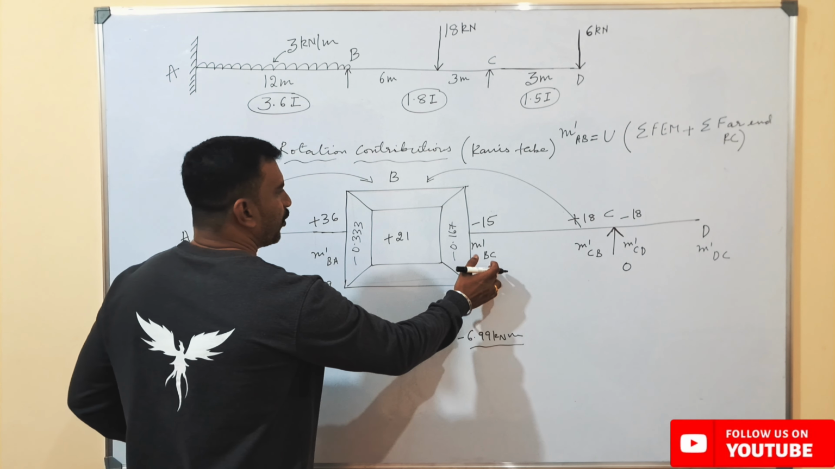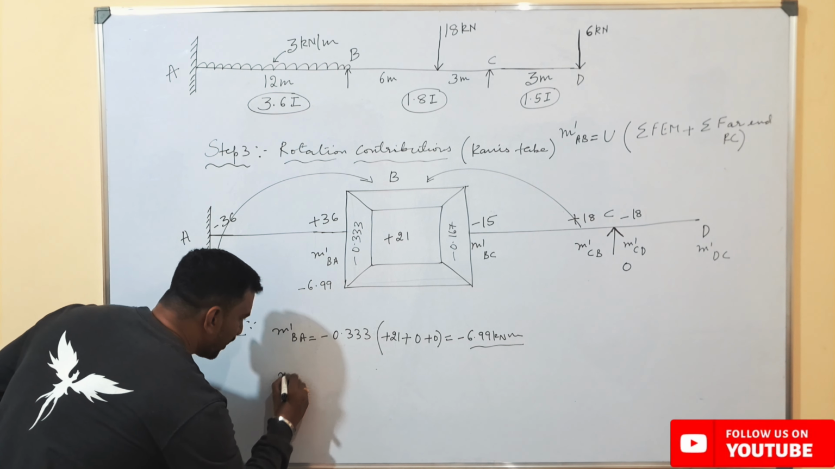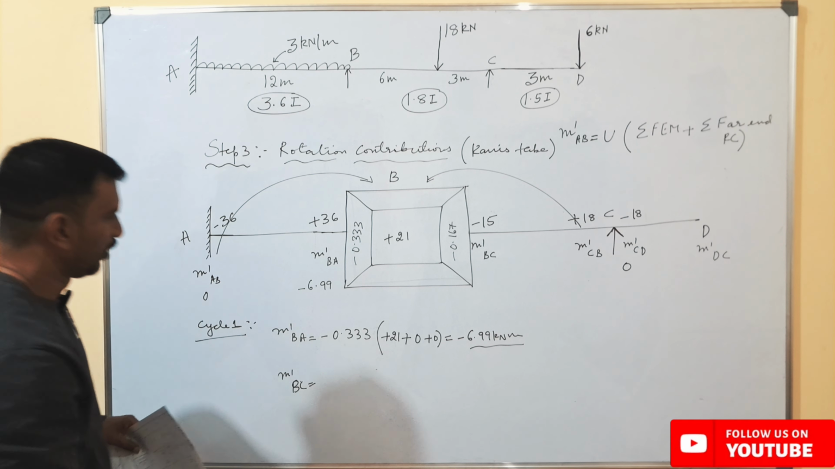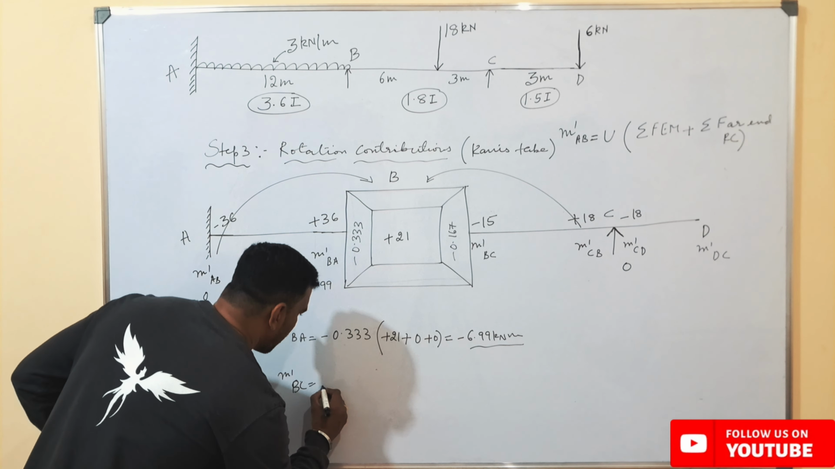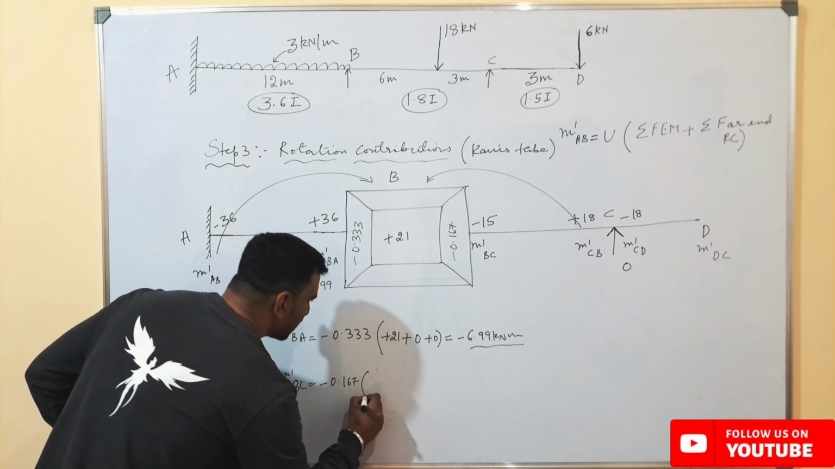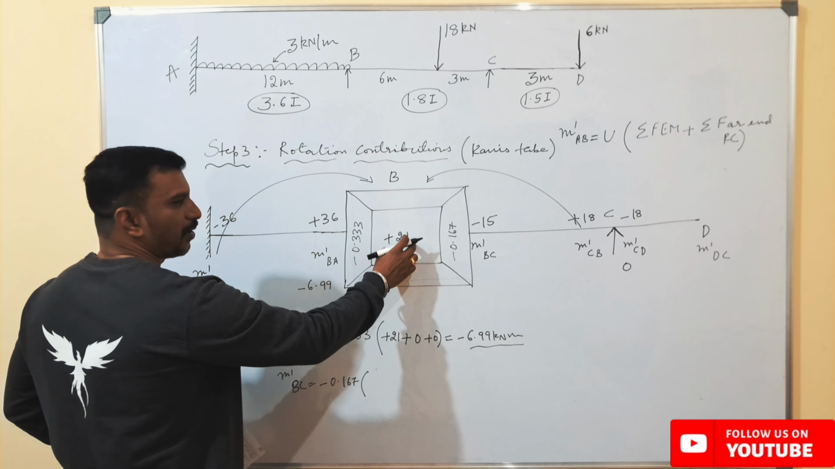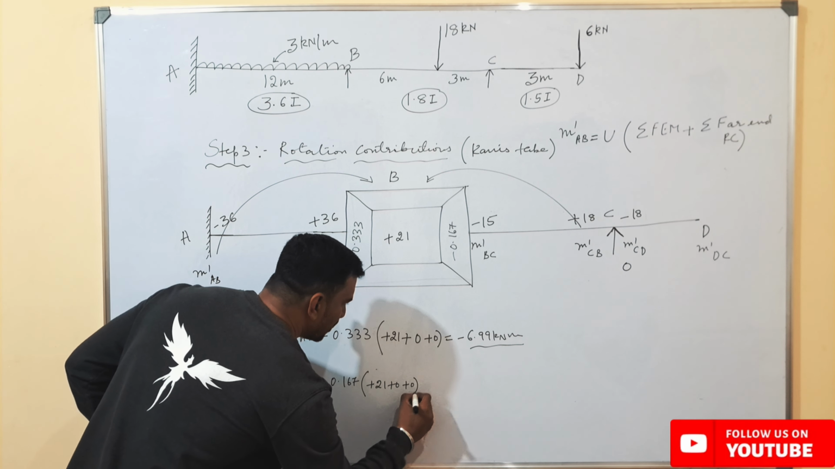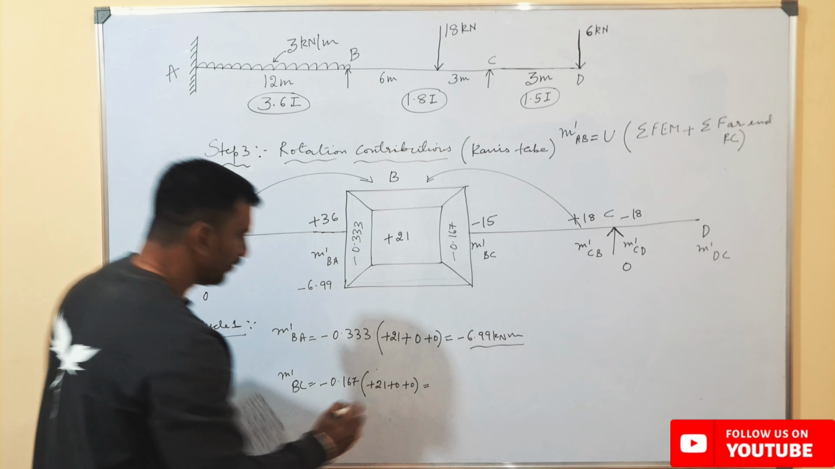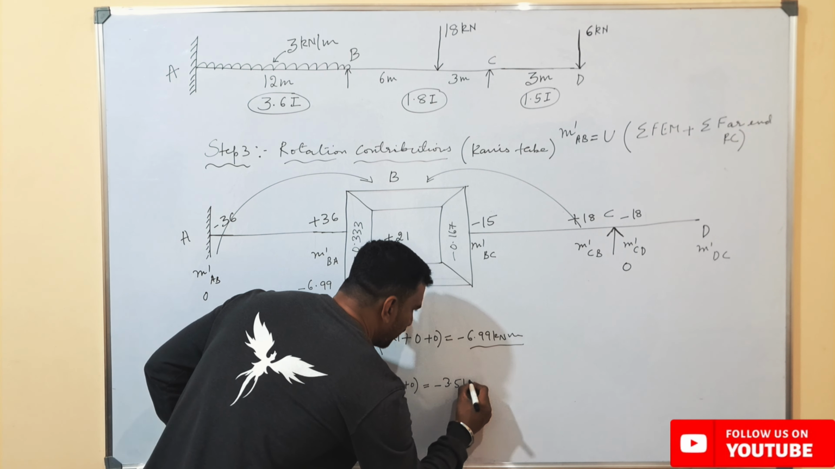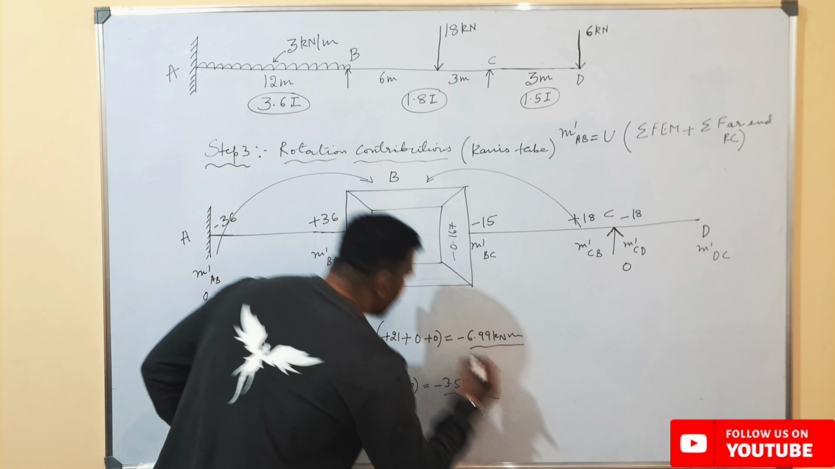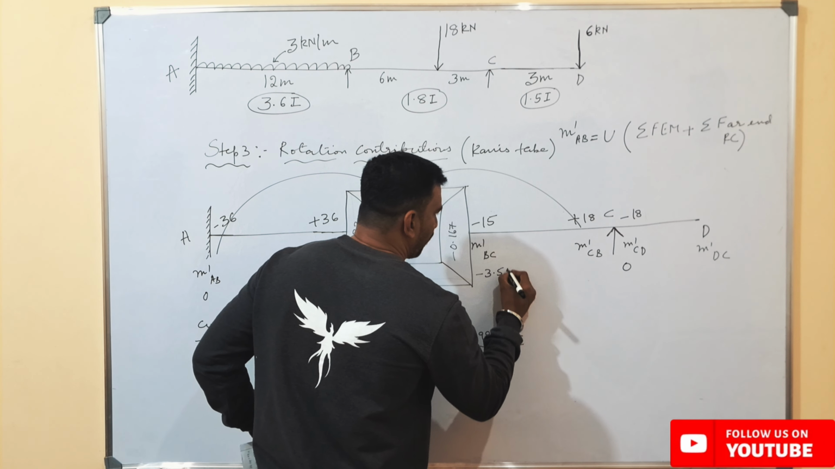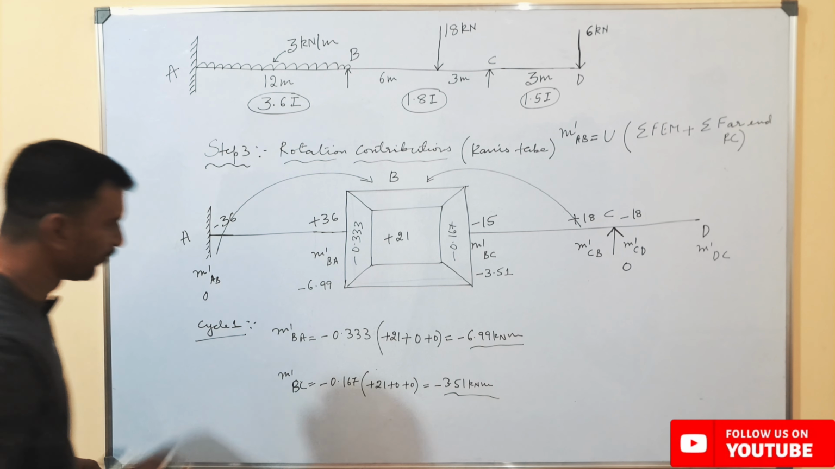So next, if we need to find out the rotation contribution about this point, M dash BC, here the rotation factor is minus 0.167 multiplied by the summation of fixed end moment, that is plus 21 plus 0, which will be equal to minus 3.51 kilonewton meters. So we can write the value here, which is minus 3.51 kilonewton meters.